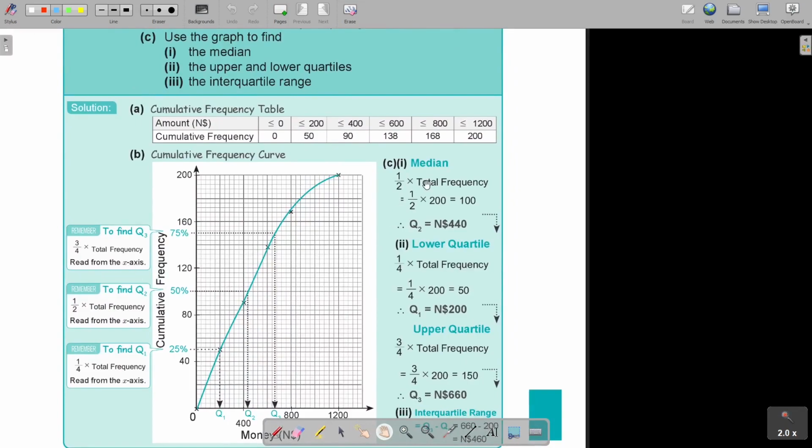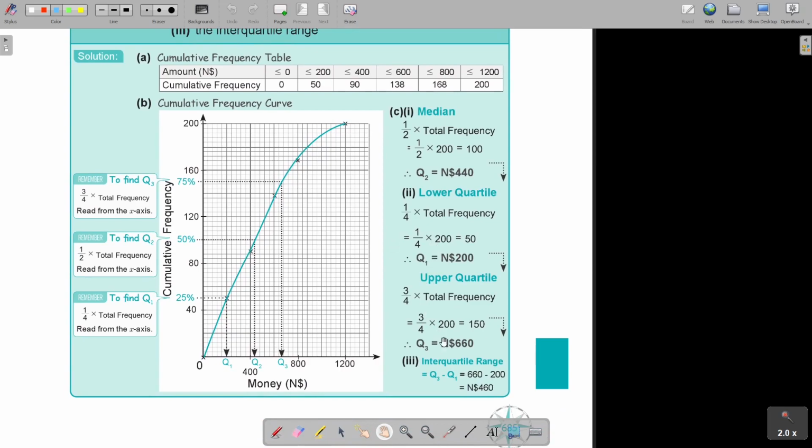So how do I find the median? It's a half of the total frequency, which is 100, but you go on the cumulative axis, that's not the answer. Then you draw to the graph, and where it intersects, you draw down and read your median, Q2. Then the upper and lower quartiles are exactly the same. For the upper, it's 3/4 of the total frequency, and you draw down and read Q3. And the lower, Q1, is at a quarter of the total frequency.